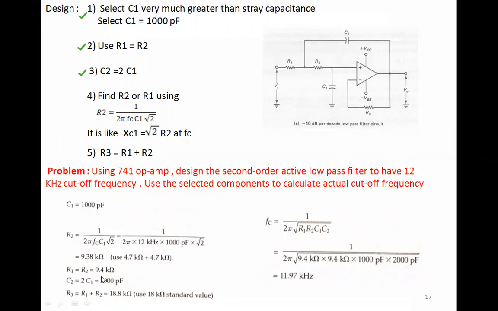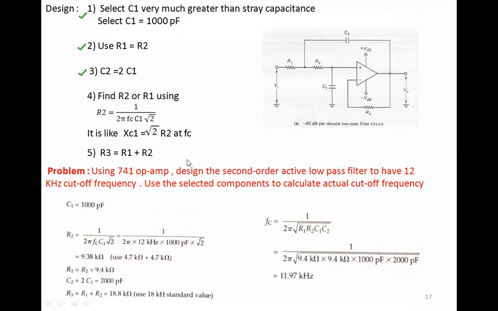Practical values are taken: 2 times C1, which means 2000. So R3 is equal to R1 plus R2, right? So it's like 2 times this R2, so 9 to 18.8. So I'm going to use 18 kilo ohms here.